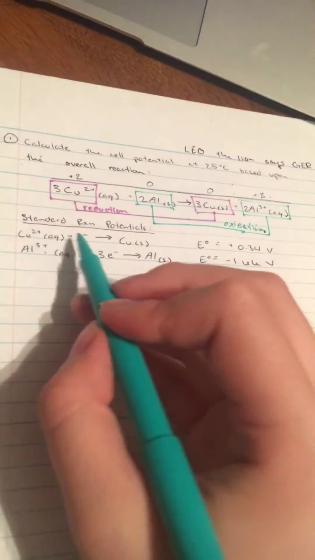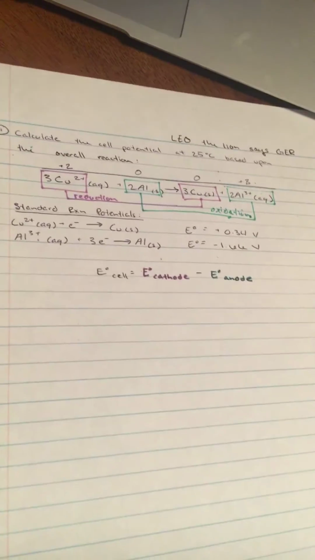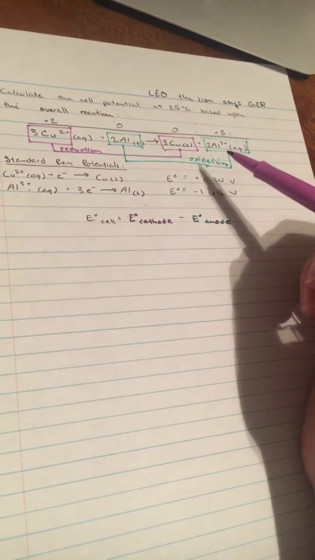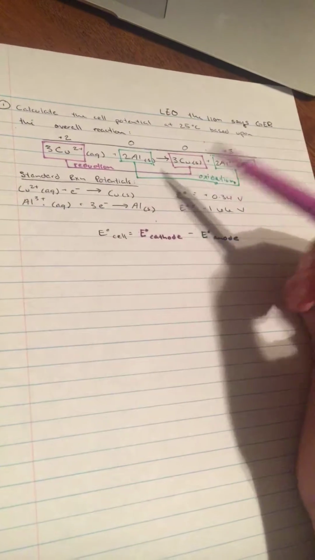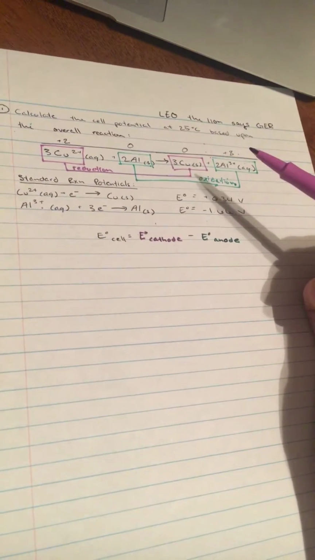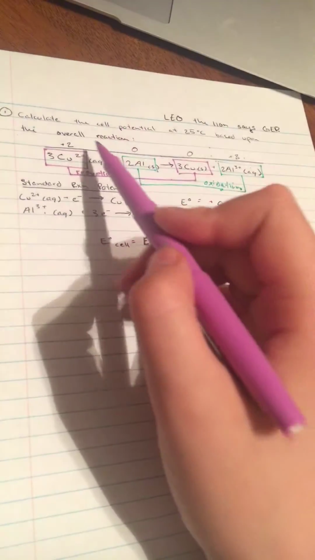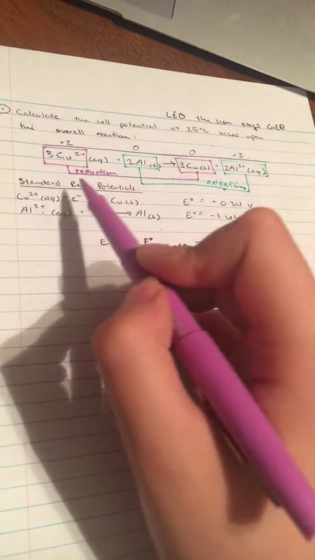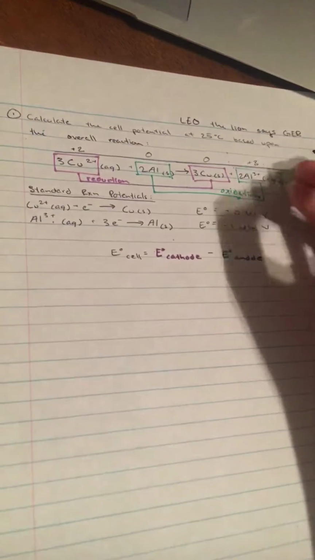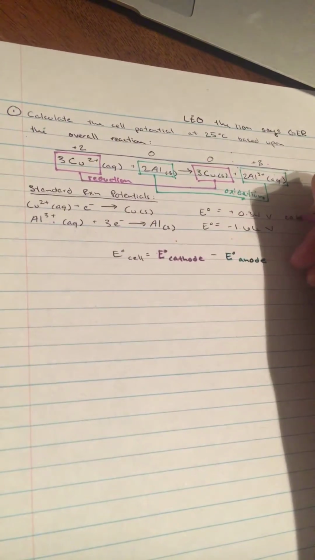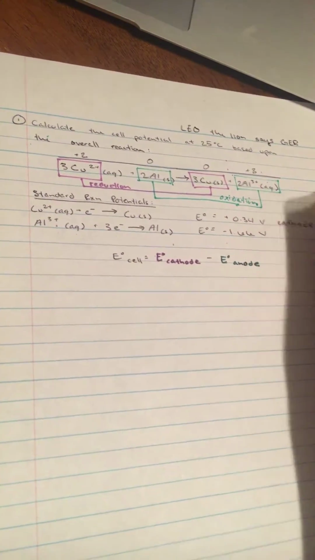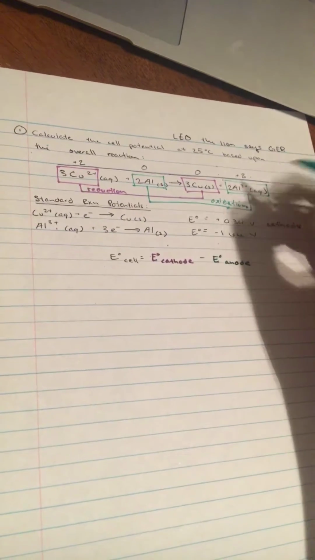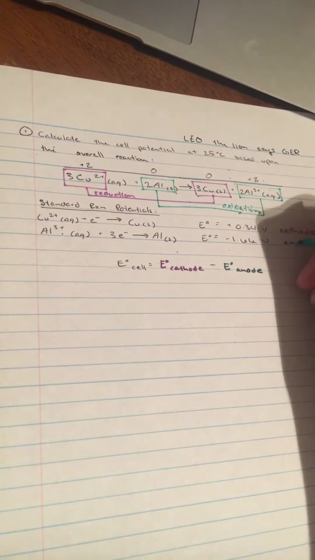Now for down here for the reaction potentials, what we do know for sure is that reduction happens at the cathode. So we look at which one's being reduced, which would be the copper right here. So for this one, we label it as cathode. And obviously because that's the cathode, the other one's going to be our anode.